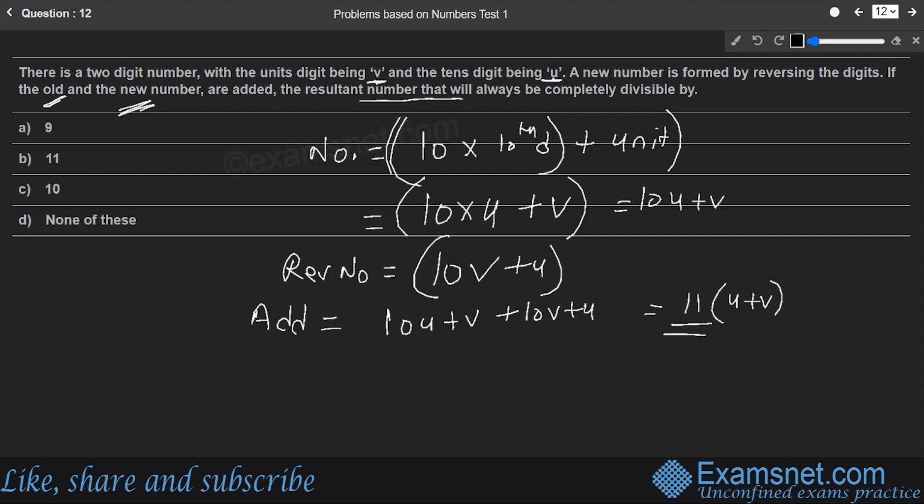The resultant number will always be completely divisible by 11. So clearly we can see the resultant number is a multiple of 11, so it is divisible by 11. So that becomes the right answer for us.